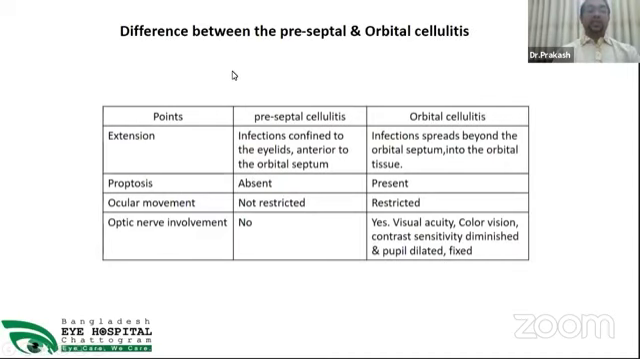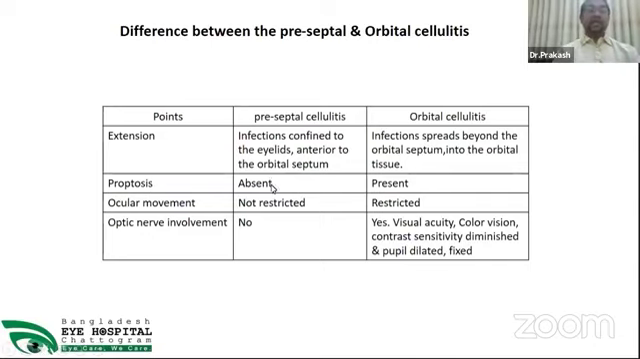These are the differentiating points between preseptal cellulitis and orbital cellulitis. If we consider the extensions, as I mentioned, in preseptal cellulitis the infective focus is confined to the eyelids, anterior to the orbital septum. But in orbital cellulitis, the infective focus spreads beyond the orbital septum into the orbital tissue. So the orbit will be actively involved in orbital cellulitis.